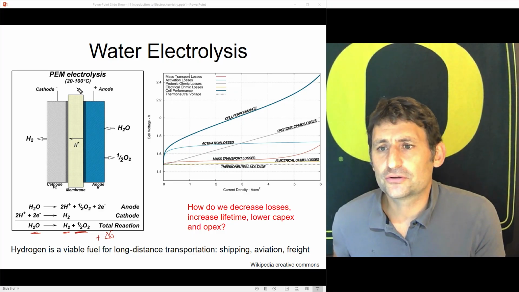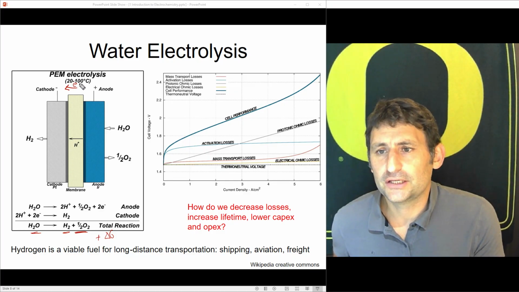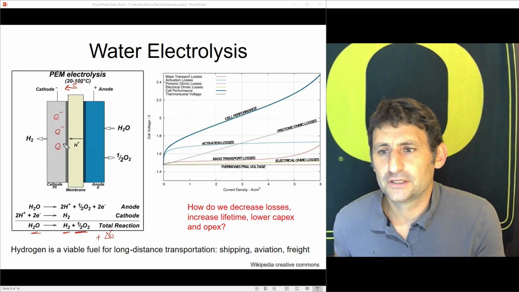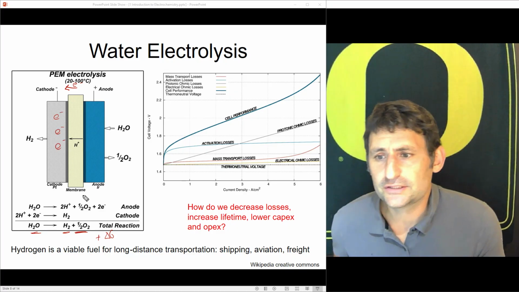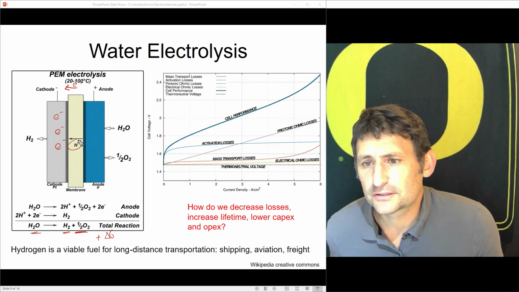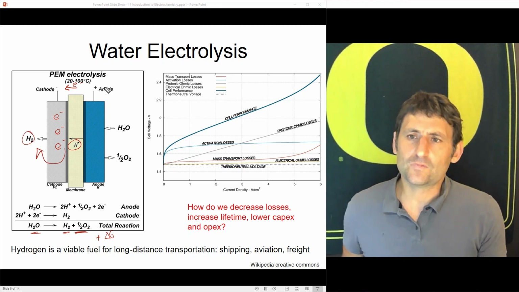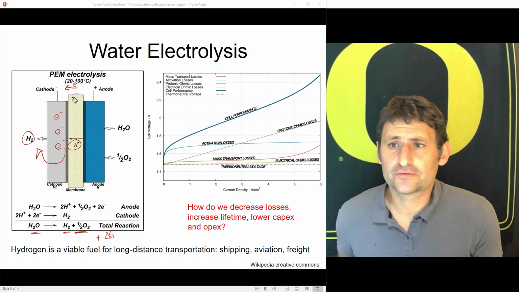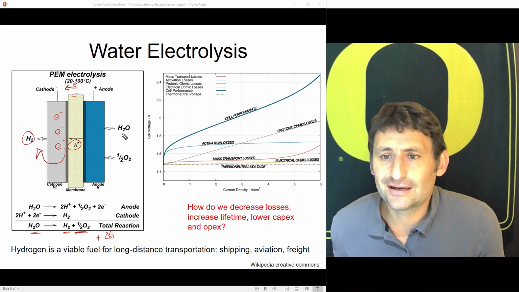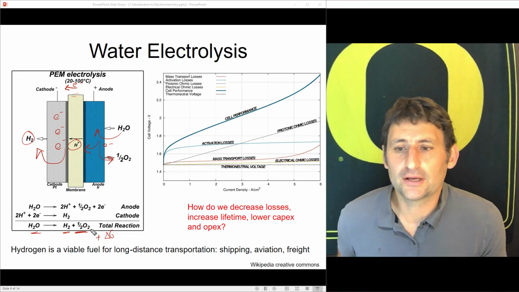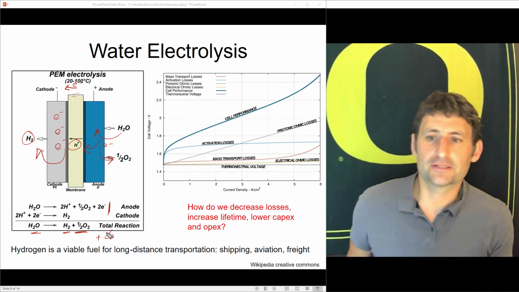And we do electrical work by applying a voltage and driving electrons into the cathode at high energies. And those electrons combine with protons to make hydrogen. Now at the anode, we have to get those electrons from somewhere. Those electrons come from pulling electrons off water. And when you do that, you generate protons and you generate oxygen, as given here by the balanced equation.